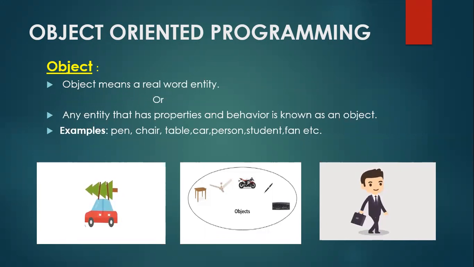An object is nothing but a real world entity. It may be a physical component, or otherwise you can say an entity which has properties and specific behavior is known as an object. The common examples for an object: pen, chair, table, car, persons, students, fan, keyboard, etc.